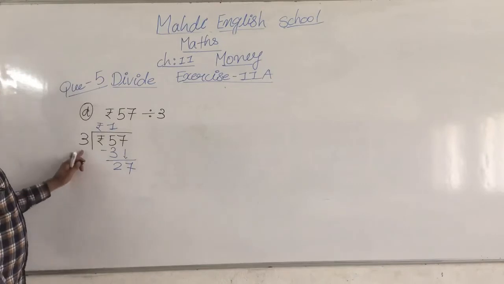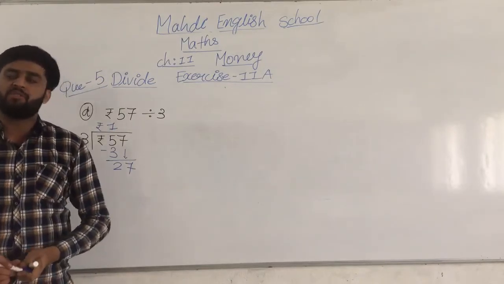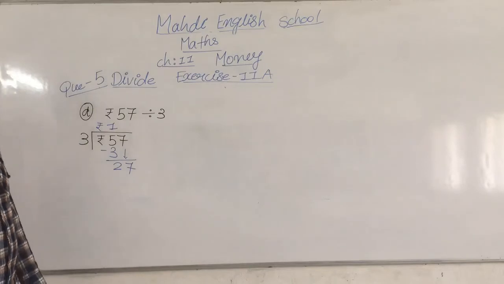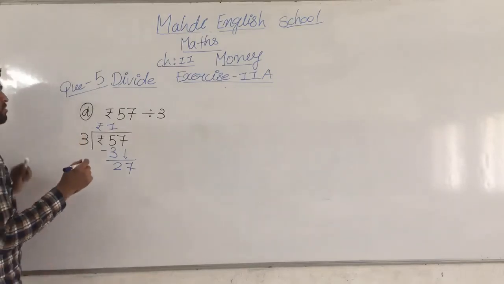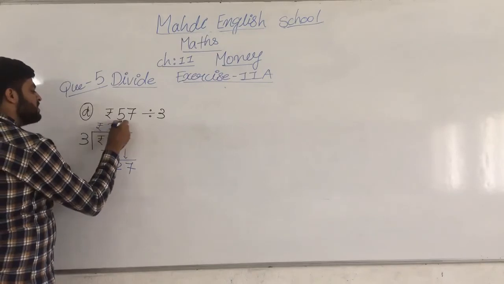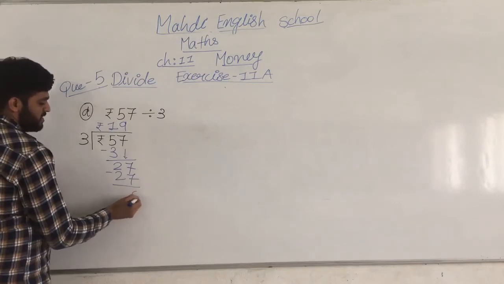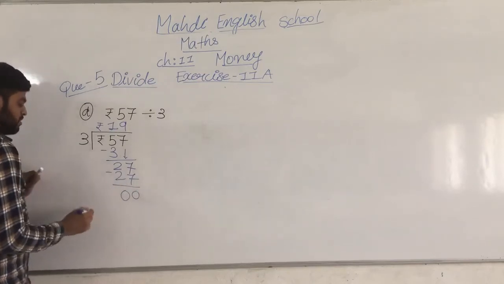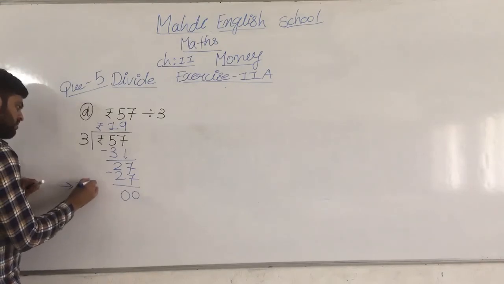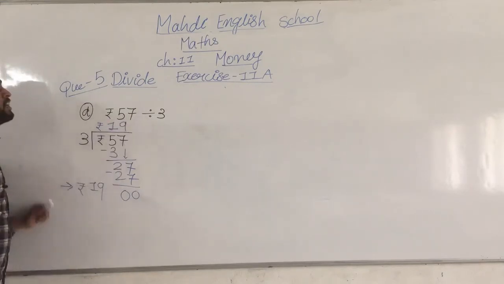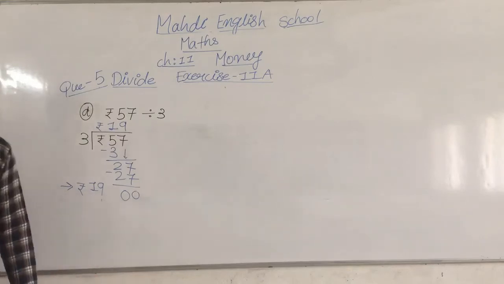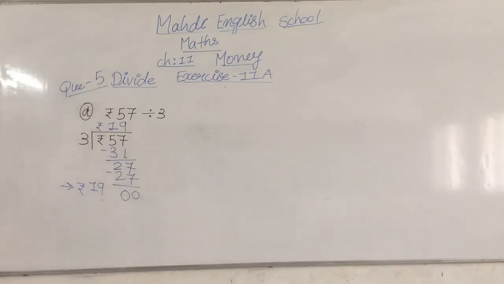In table number 3, will 27 come or not, my dear students? Yes, obviously 27 will come in table number 3. But where, my dear students? 3 nines are 27. 7 minus 7 is equal to 0 and 2 minus 2 is equal to 0. So the answer is what? 19 rupees. 57 divided by 3 is equal to 19 rupees. Understood? I hope you all understood.